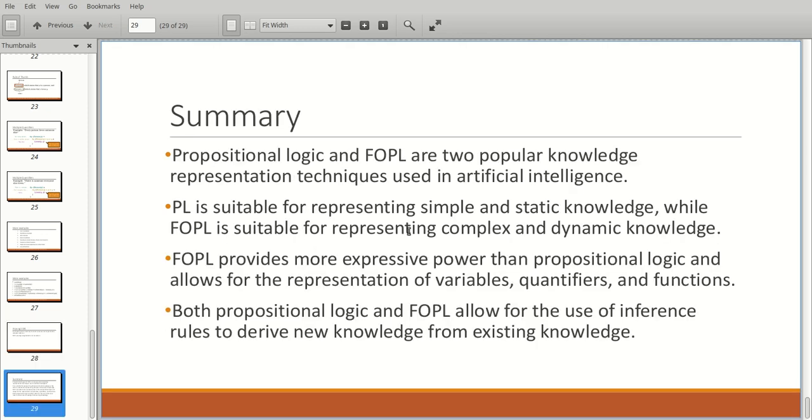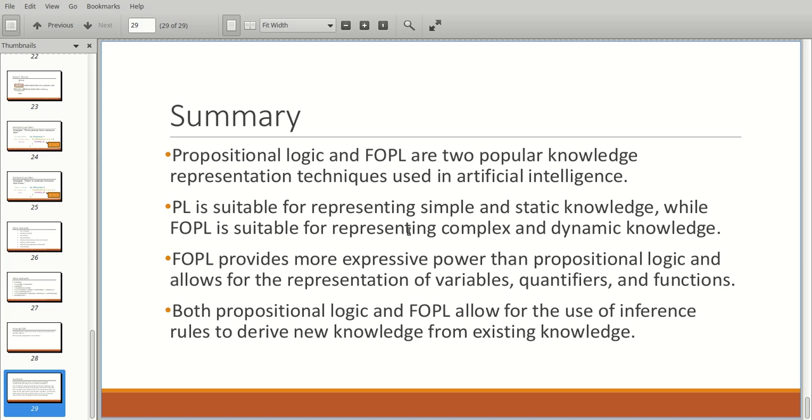So in summary, in this lecture we cover two types of logic: propositional logic and first order predicate logic. If you just want to represent simple or static knowledge, you can use propositional logic. But if you require complex and dynamic knowledge, then perhaps first order predicate logic is more suitable.